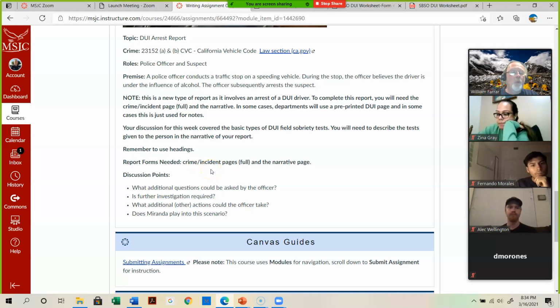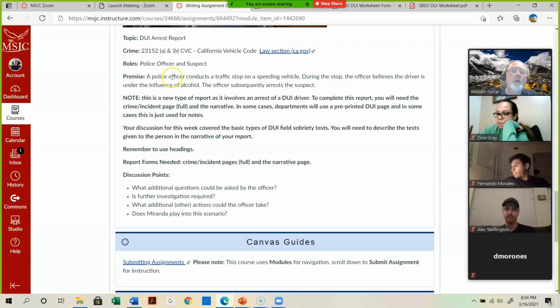So all you need to do for this particular assignment is you're going to need the crime incident page, which is the one you've always been doing. I would use the full one because it's got the face page on the front. It's got the evidence on the back, because if you take a blood sample, you're going to book that and you want to list the car. So you just need that and the narrative.